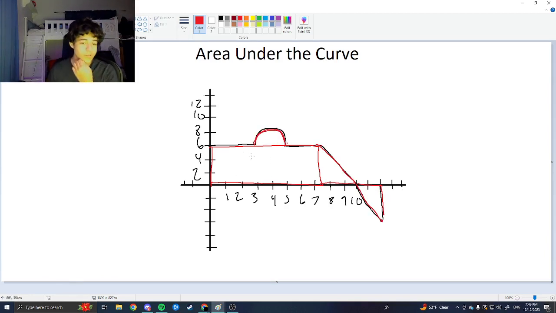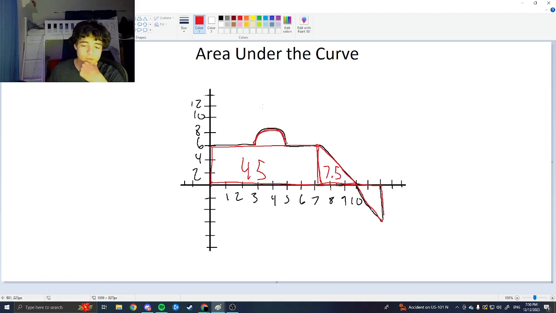So just like before, we're going to find the area of each. This rectangle is 7.5 by 6. So 7.5 times 6 is 45. This triangle here is 2.5 by 6. 2.5 times 6 is 15. Half of that is 7.5 because it's a triangle.